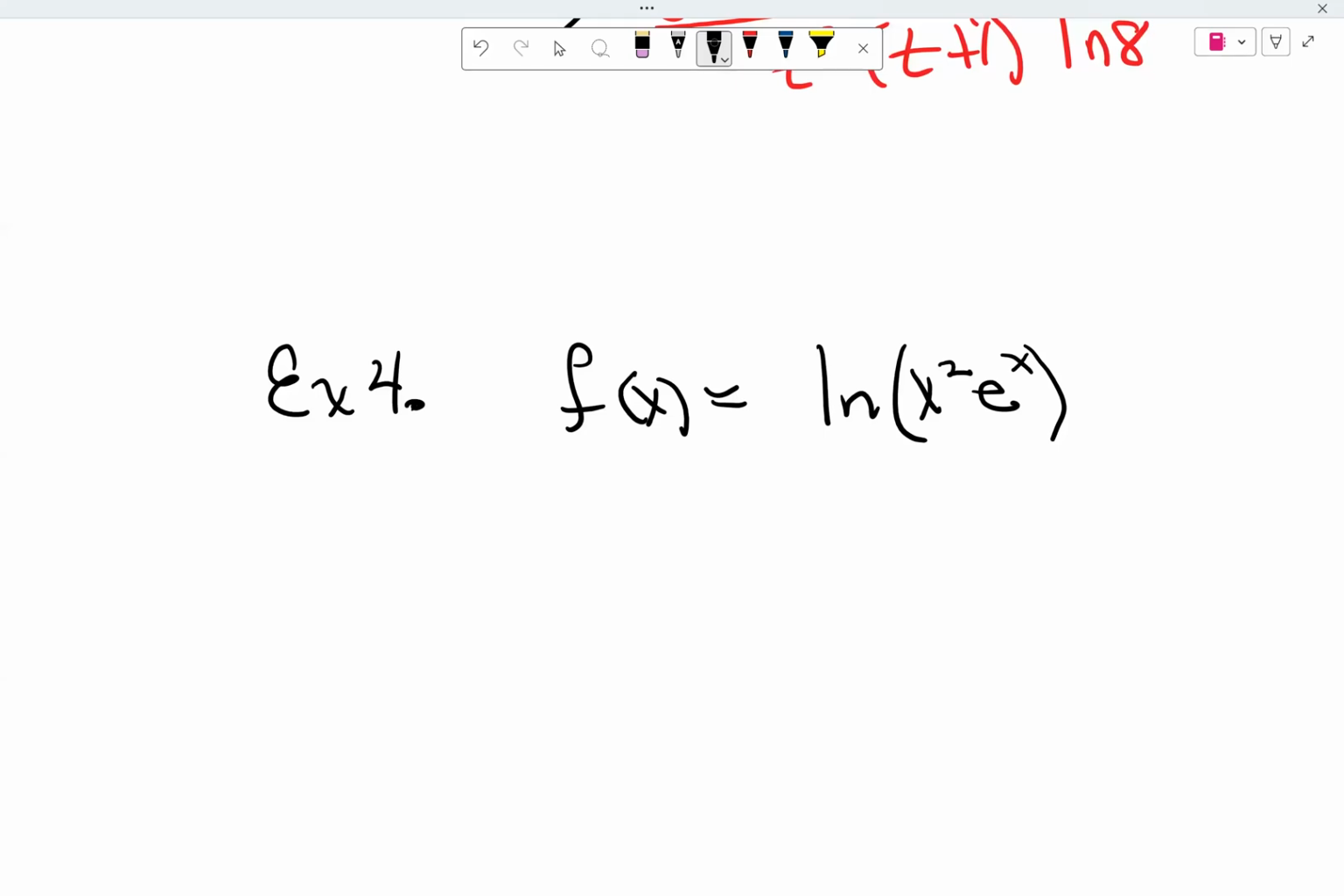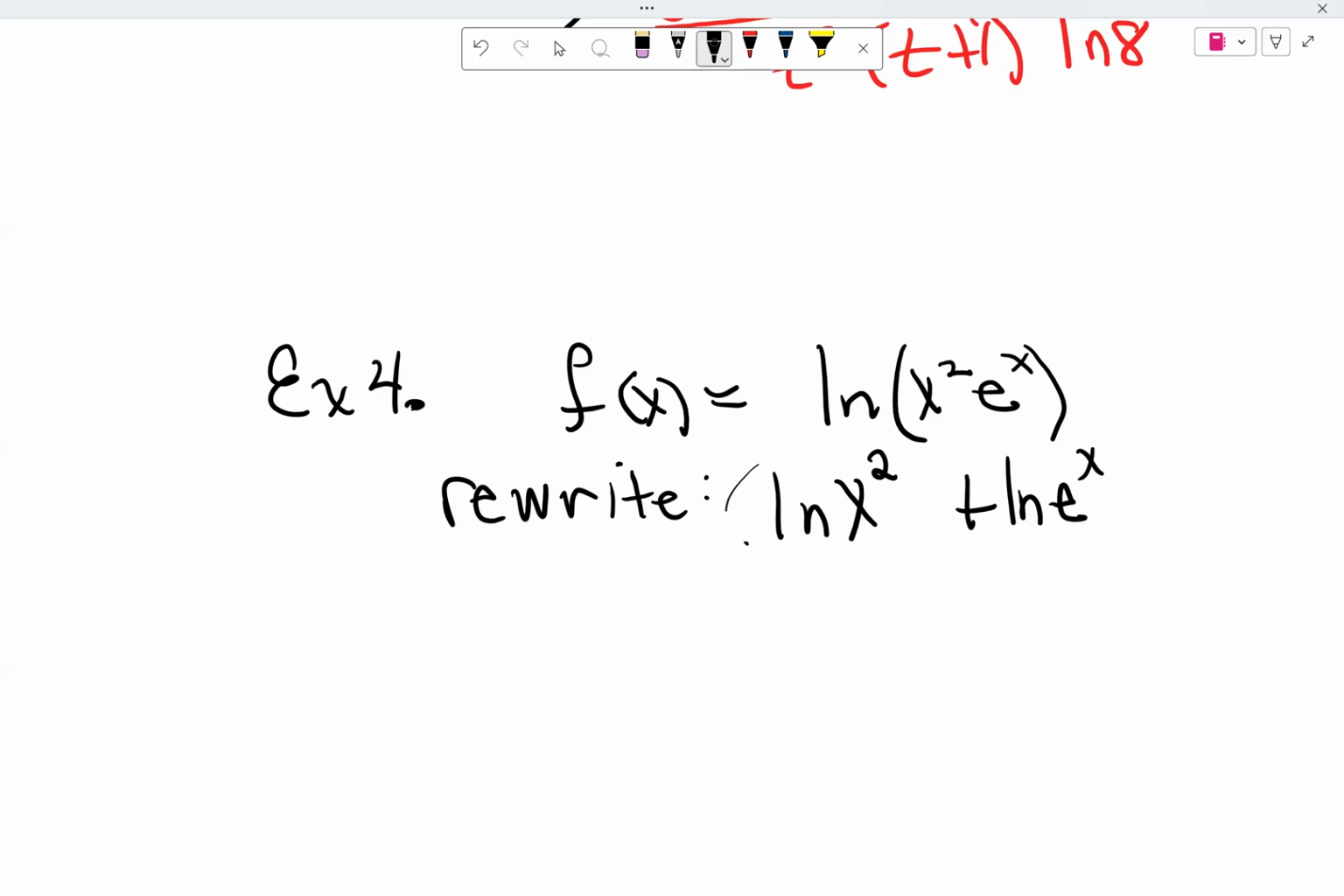Okay, and so in doing this, remember that we're multiplying two bases in this case. So we're going to rewrite this. I want you to think of a rewrite where now I'm going to look at this as two functions, where I have natural log of x squared plus the natural log of e to the x. Think of that as step 1. If I employ the power rule, this will now become 2 natural log x plus x natural log e.